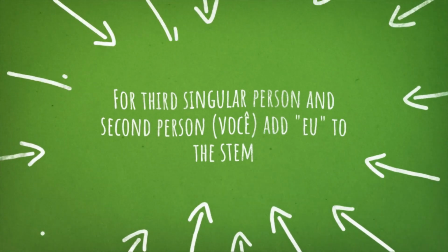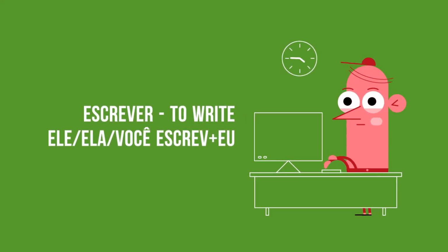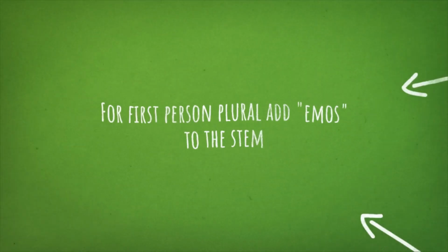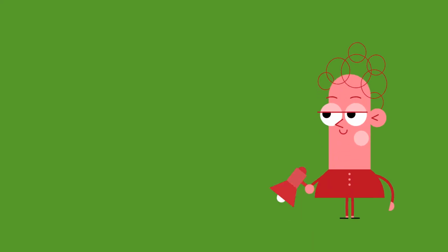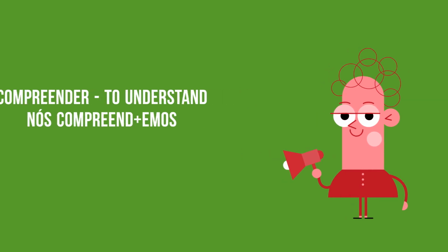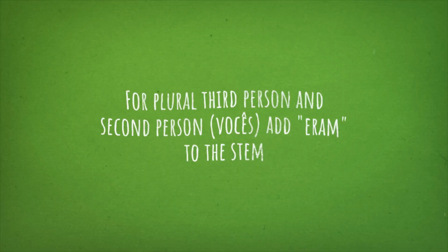For third singular person and second person você, add EU to the stem. Ele, ela, você escreveu. For first person plural, add EMOS to the stem. Nós compreendemos. The ER verb conjugation for nós is the same for present tense and preterite.